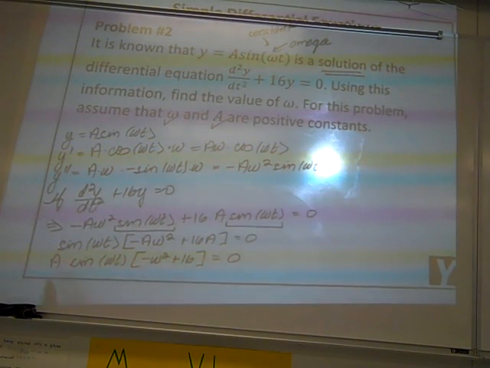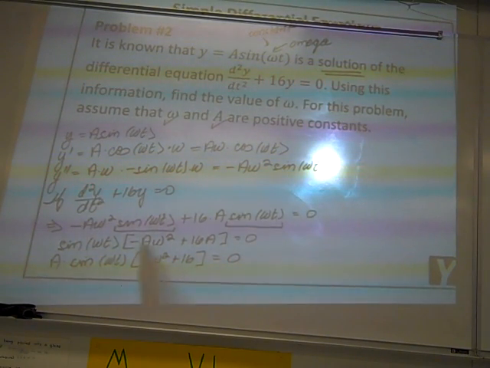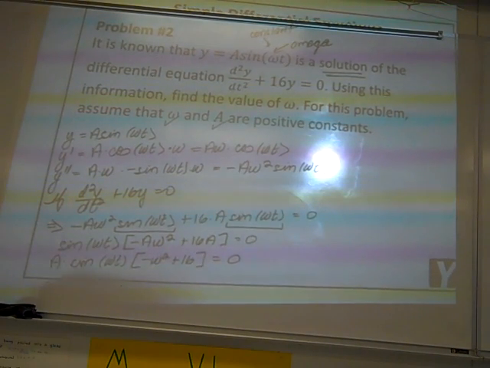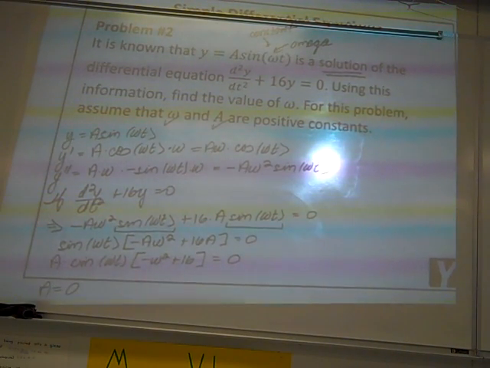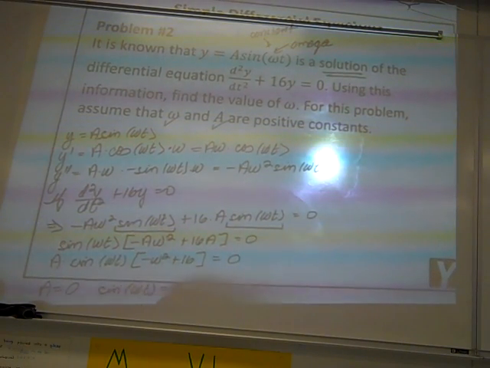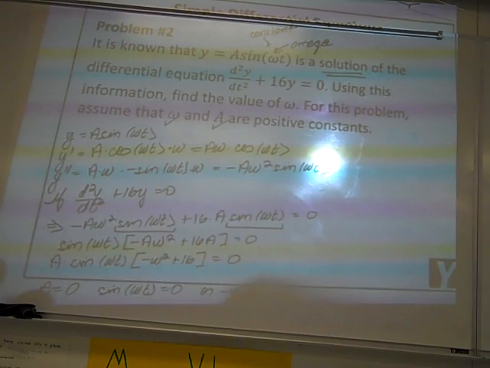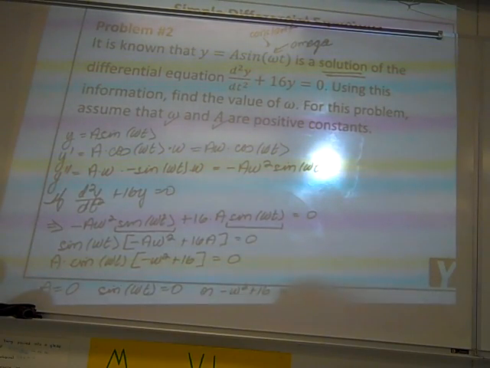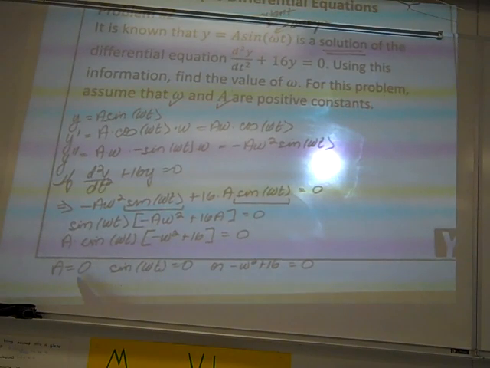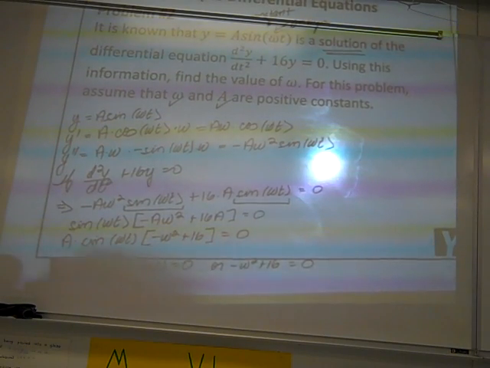All right, so when is it that this expression over here is going to be equal to 0? Well, since this is all multiplication, that means that a is equal to 0, sine of omega t is equal to 0, or negative omega squared plus 16 is equal to 0. Well, we were told earlier in the problem that a is a positive constant. Since a is a positive constant, this can't be true.